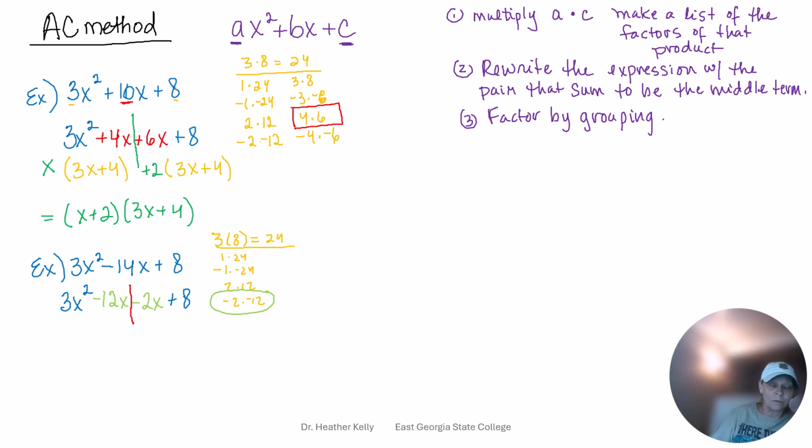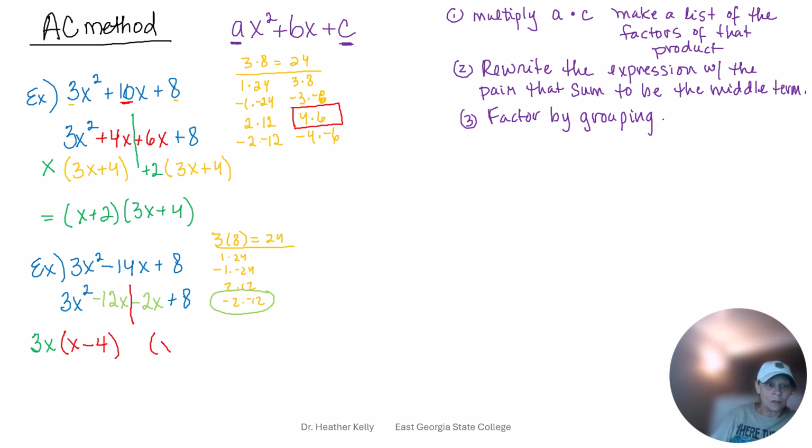Notice, if I was doing this all with a pencil, I might have split it there and then thought that that was a positive instead of a negative. So do be mindful and careful here. All right, what can we pull out of the left-hand side? Looks like we can take a 3x out. When we take out a 3x, we're going to be left with x minus 4.